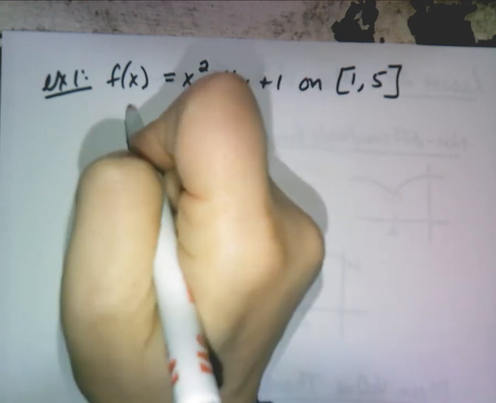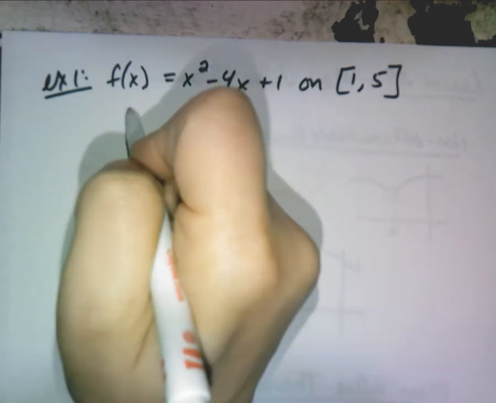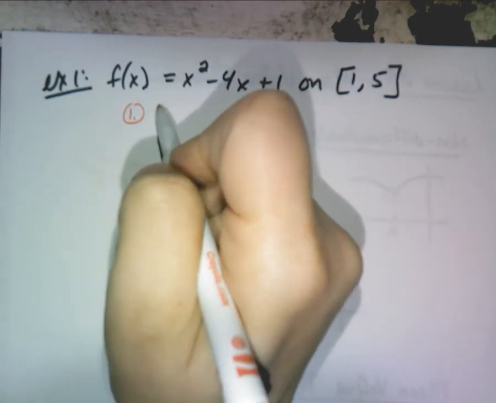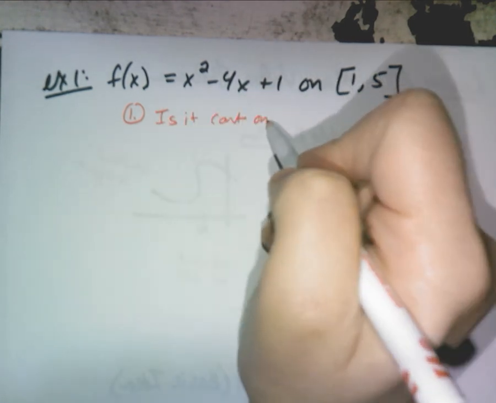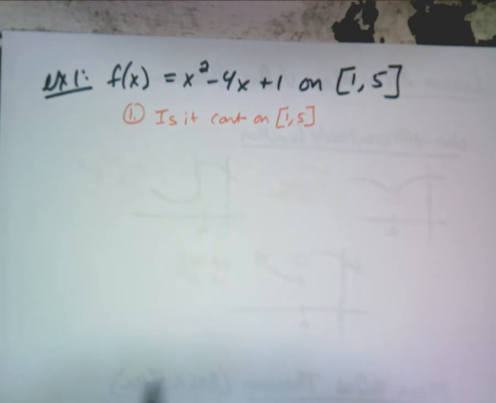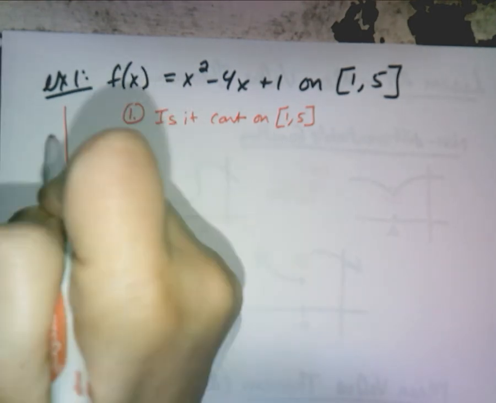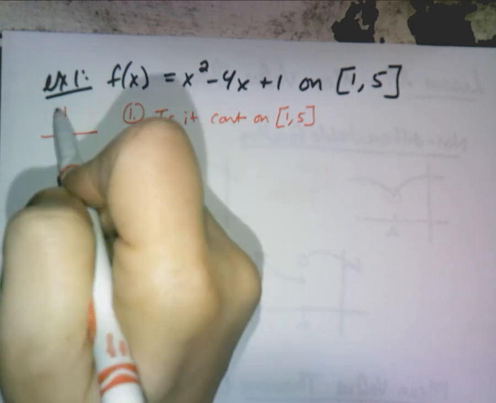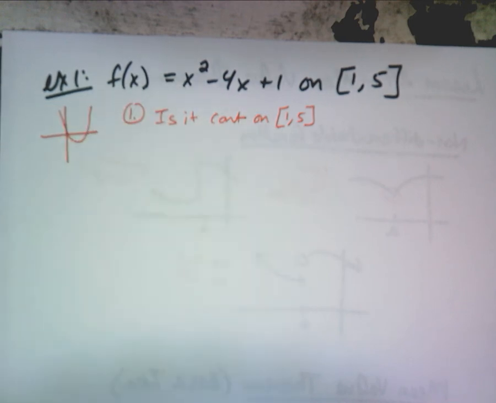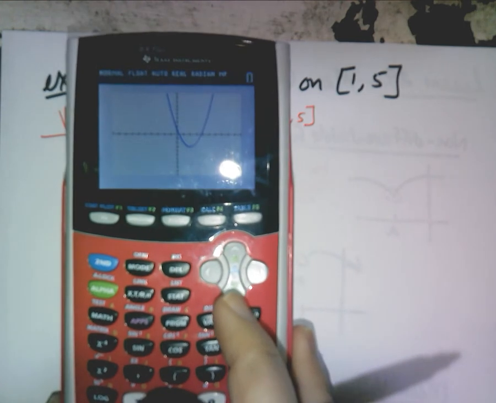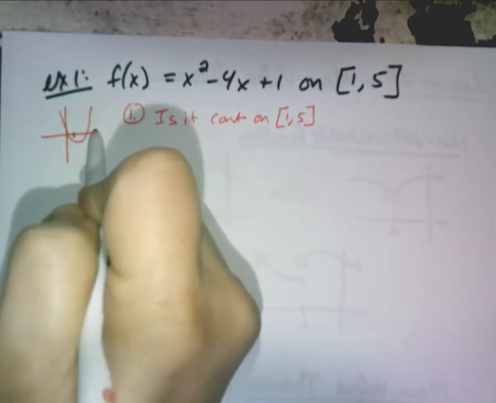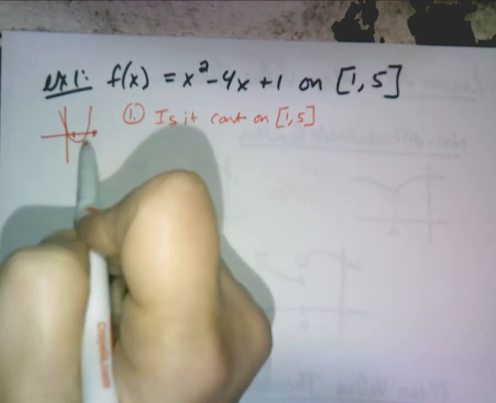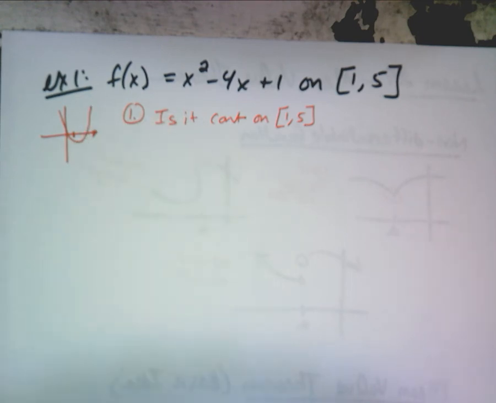The first thing you want to do, and there's like 5 steps to this, is you want to ask yourself, first of all, is it continuous on the closed interval 1 through 5? Meaning, do I have any holes or jumps or anything? Because if not, I'm going to just stop right there. You can put it in your calculator, but it looks like that. Okay. I'll put it in my calculator right here. So from 1 through 5, here's 1 and here's 5, let's say. Am I continuous the whole time? Yes.